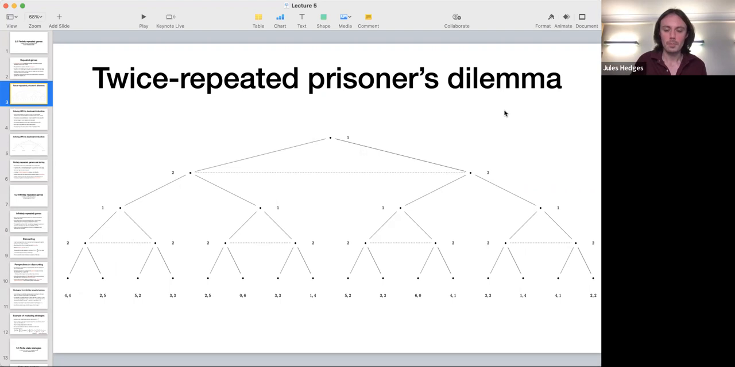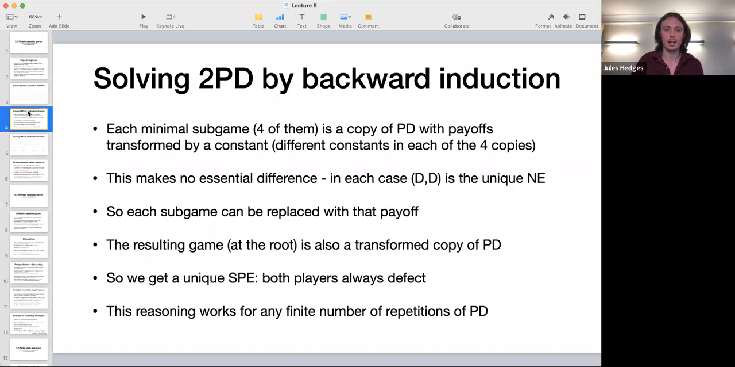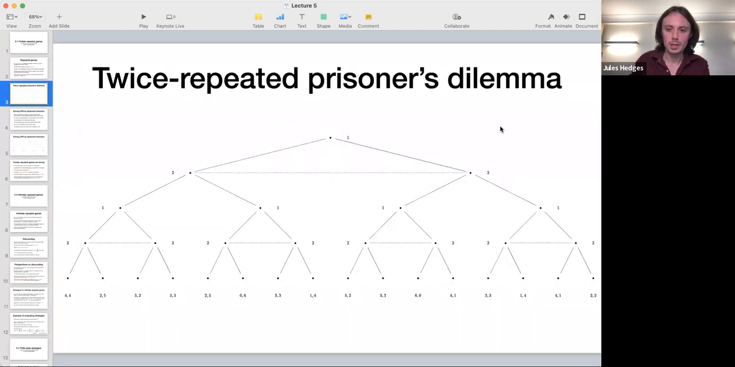Now, because this is just an ordinary extensive form game, we can solve it by backward induction. This is a recap of what we were doing at the end of last week. In this tree, we have 4 minimal subgames, namely this, this, this, and this. Each of these is basically a copy of Prisoner's Dilemma, except that we've added a constant to the payoffs.